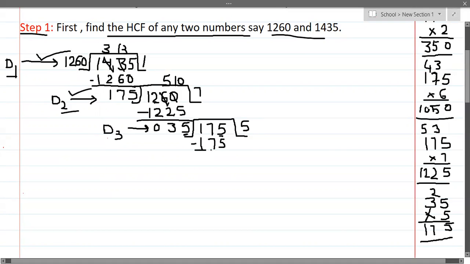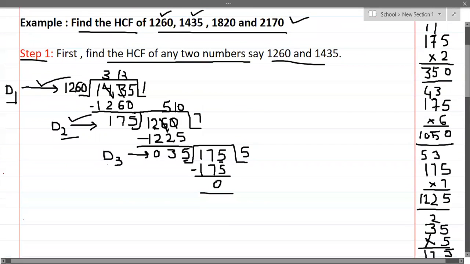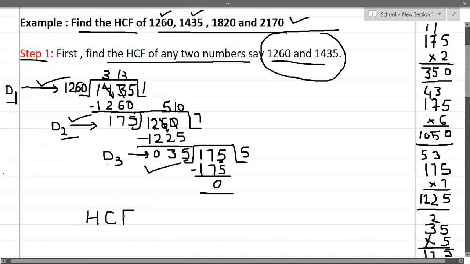Right, children? This will give you a remainder of 0. So whenever you get the remainder 0, you have to stop the division. I told you in the last class also, when you get the remainder 0, the last divisor is your HCF. So we are finding the HCF of these two numbers. So its HCF will be the last divisor. D3 is your last divisor. So you will get the HCF of the first two numbers is 35.